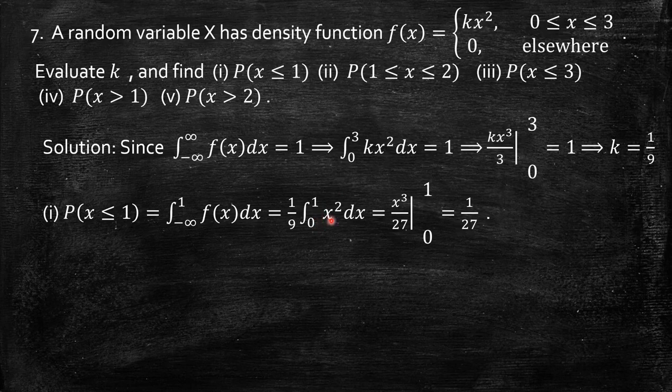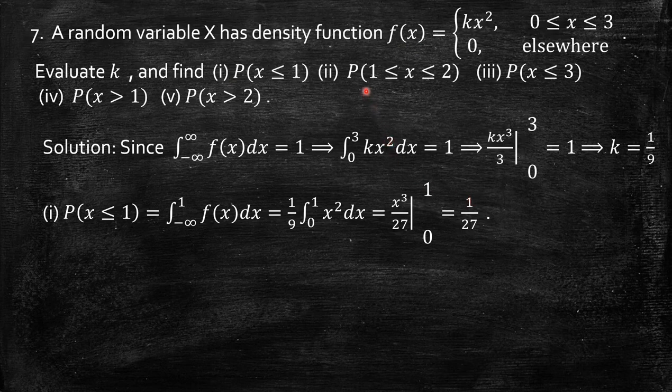The integral of x square is x cube by 3. Outside I have 1 by 9, so x cube by 27. Upper limit 1 minus lower limit 0, 1 minus 0, 1 by 27. So the probability x less than or equal to 1 for this probability density function is 1 by 27.